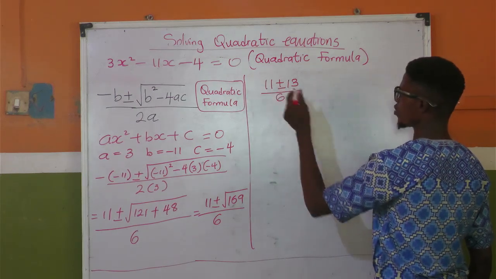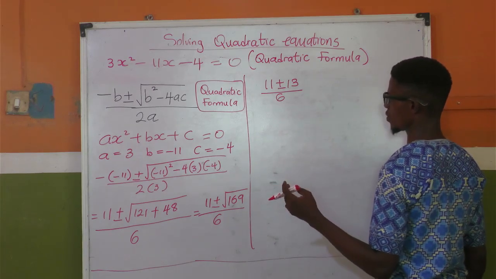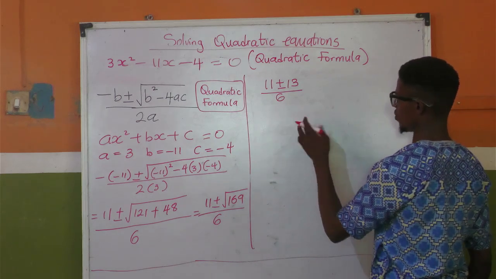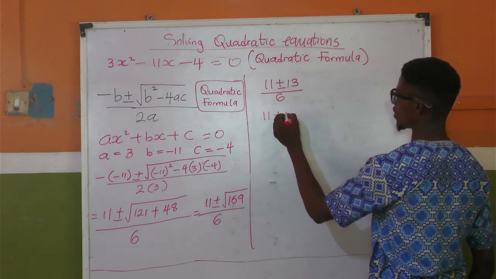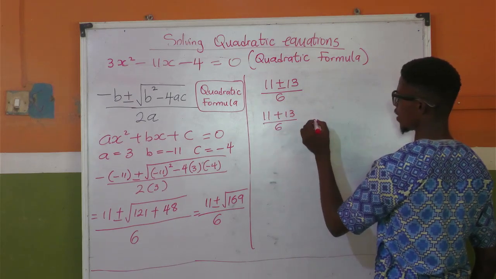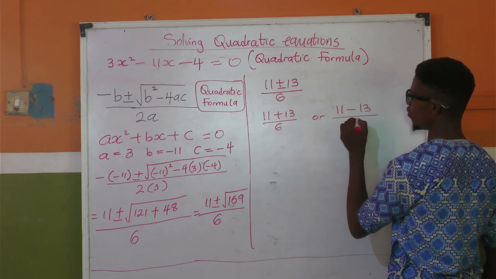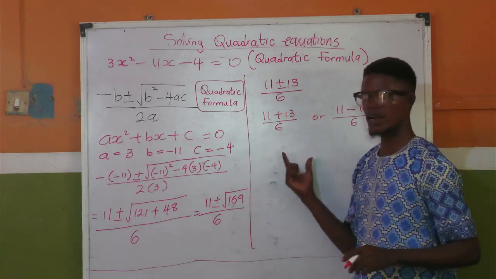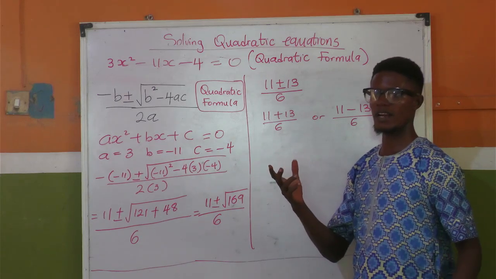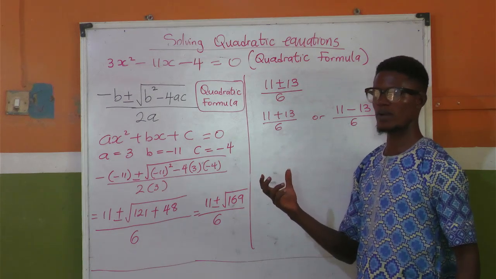Now, this plus or minus, you ask me why do we have plus or minus? So what we're simply going to do is that we are going to perform 2 operations. And the 2 operations are to perform the addition and the subtraction of this expression. So we're going to say 11 plus 13 over 6, or 11 minus 13 over 6. Now we do this because there are usually 2 values that your x can have in a quadratic equation. Are you getting it? And that's what we are trying to achieve.